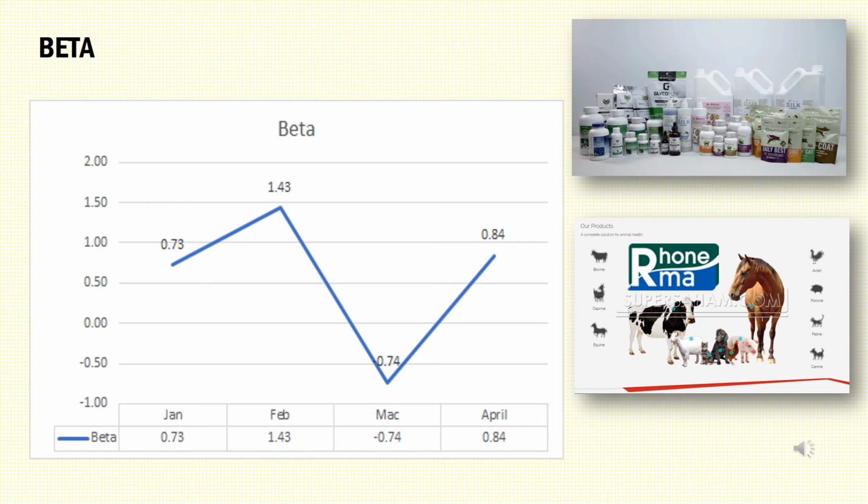In February, this company then got greater than 1.0 at 1.43, which means that the stock is more volatile than the broader market. High beta stocks are supposed to be riskier but provide higher return potential, but low beta stocks pose less risk but also lower returns. However, the value of beta in March decreased to negative 0.74, indicating then that an inverse relation to the market is possible, but highly unlikely.